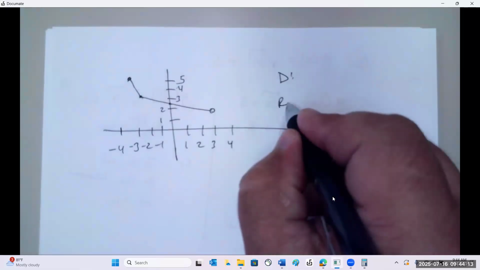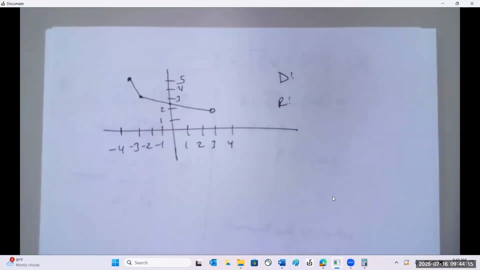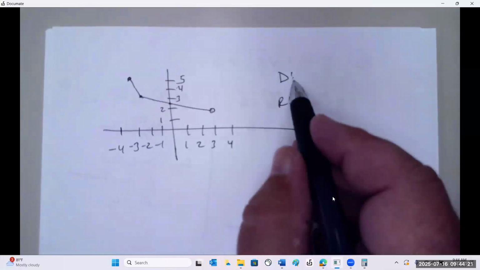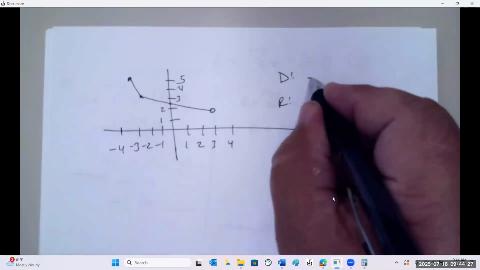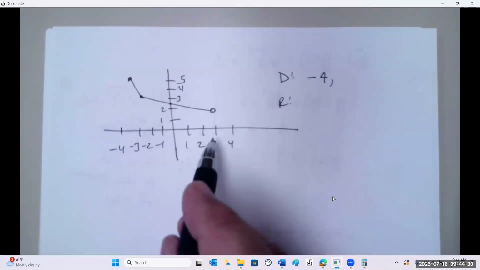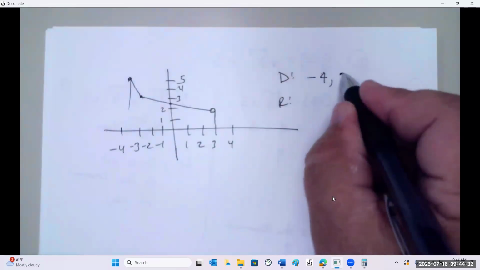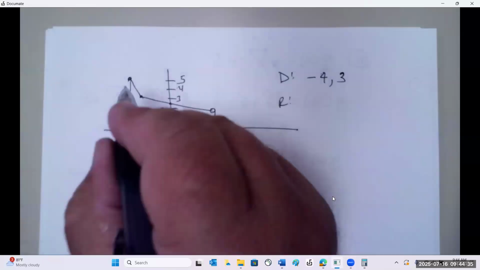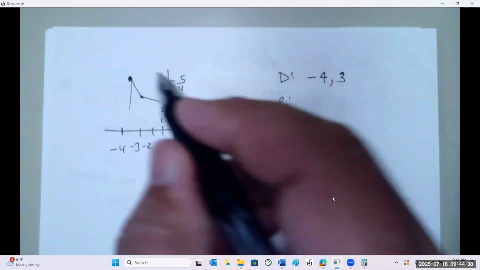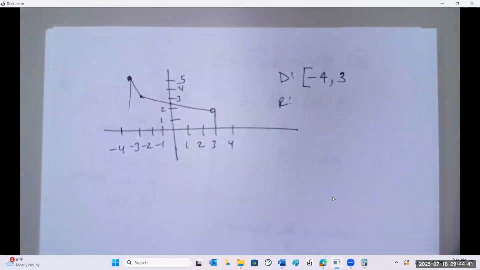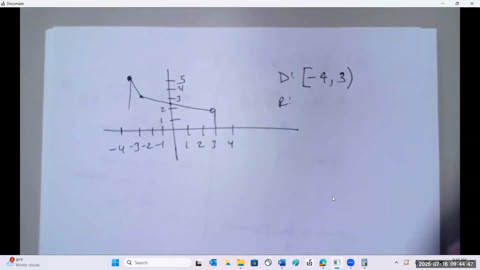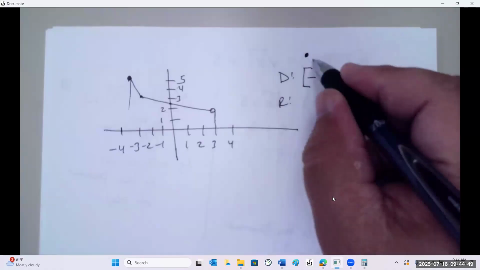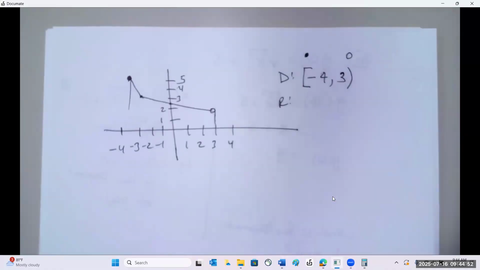So looking at this one, what's my domain? What's my range? Yeah. So the domain on my x-axis, the farthest to the left I go is -4, and the farthest right I go is 3. But this is a solid dot, which means I can use it, which is a bracket. This is an open circle, so I cannot use that number, so it's a parenthesis. A bracket means I can include it. An open circle means I can't use it.